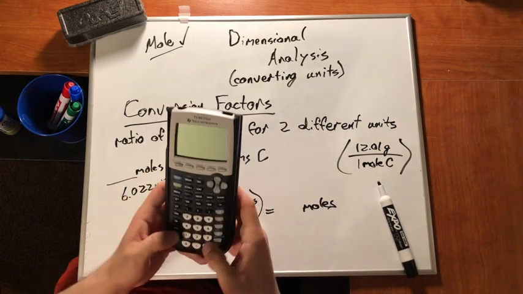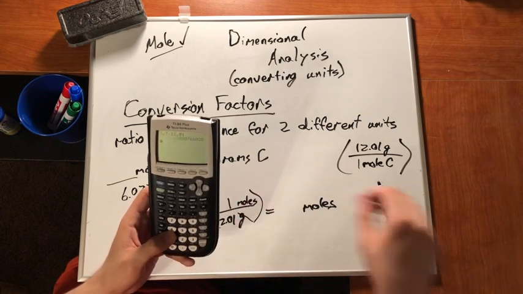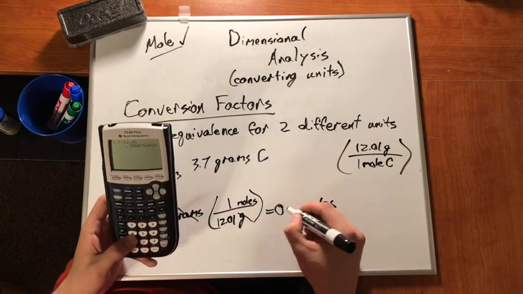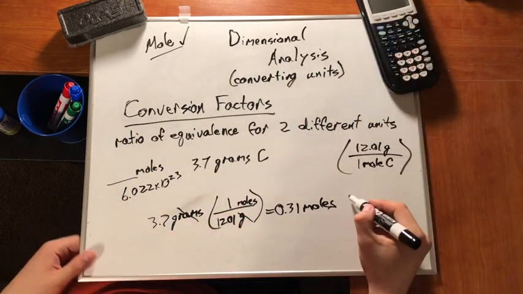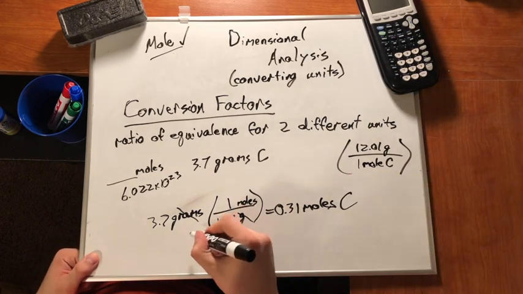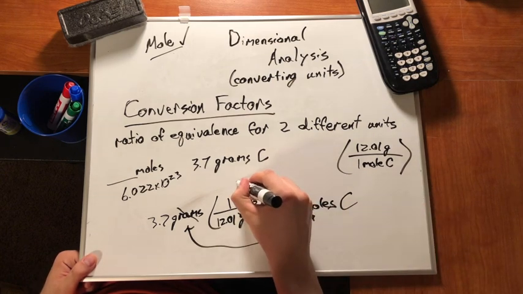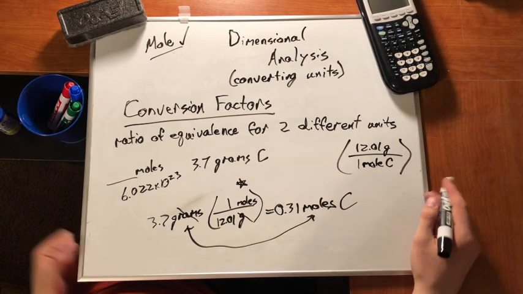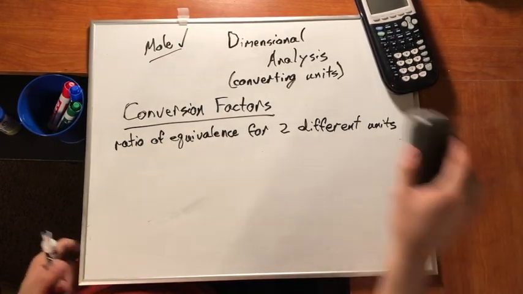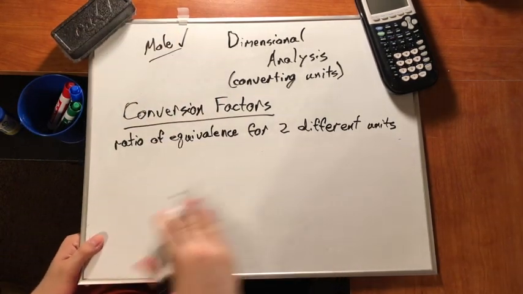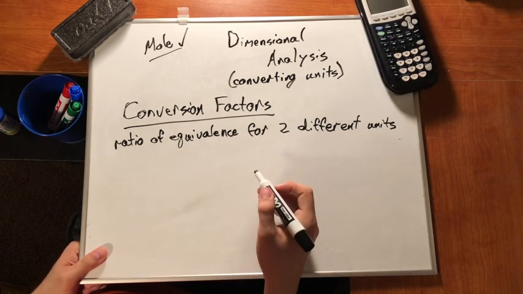So let's do that real quick. So if I have 3.7, divide that by 12.01, I get 0.31 moles of carbon. Okay, so I've converted from grams to moles, right, using my conversion factor. Okay, let's do one more, and then we'll call it good for this lesson. Let's do a molecule, except I'm going to do moles and then convert to grams.